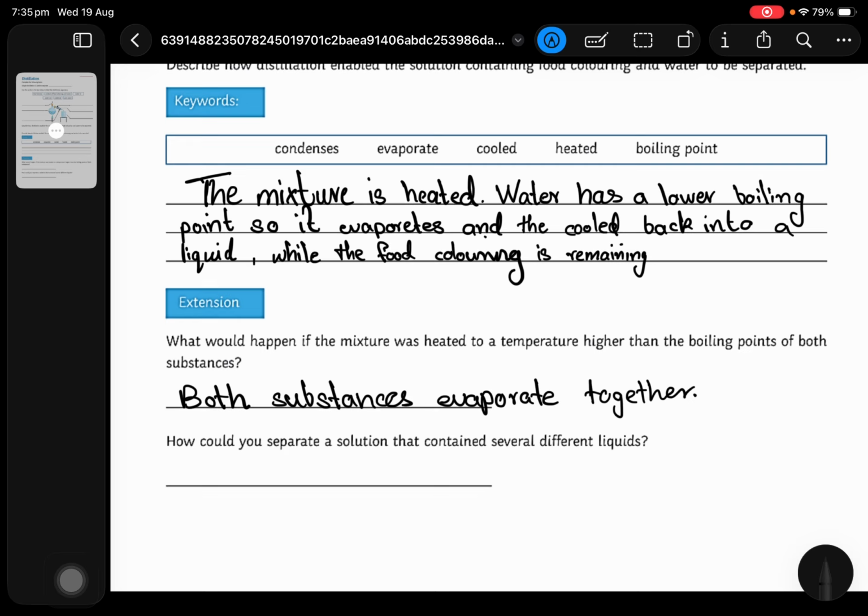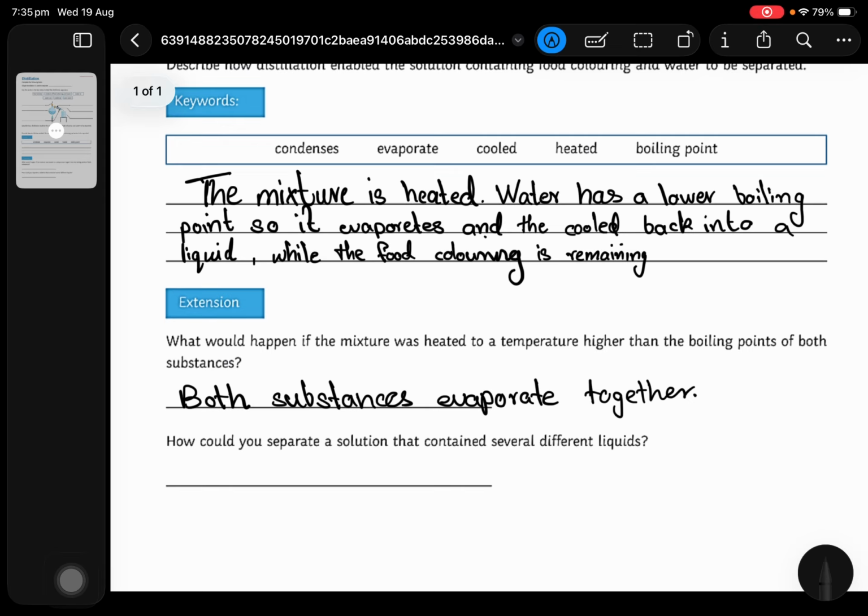How could you separate a solution that contained several different liquids? So we can separate different liquids based on their different boiling points. So we can write, we'll use distillation which separates several liquids based on their different boiling points. So we'd put it in from the lowest boiling point to the highest, and then we'd evaporate and collect, then we'd redo it again and again.